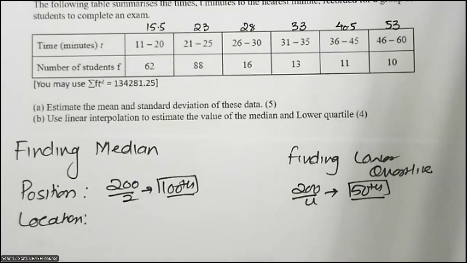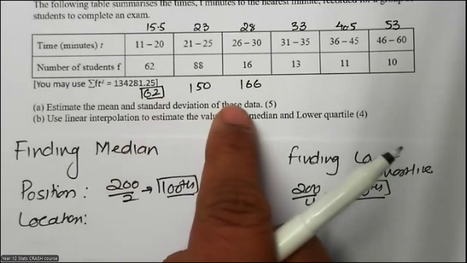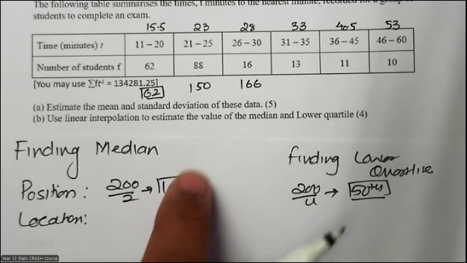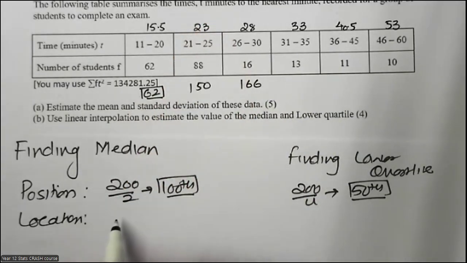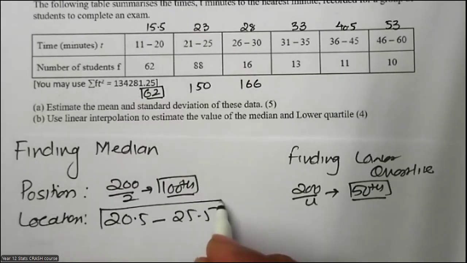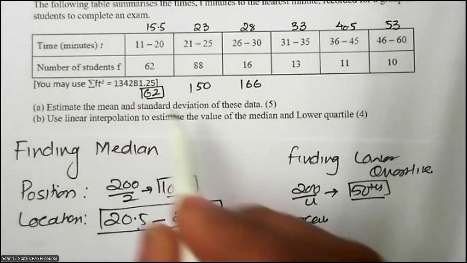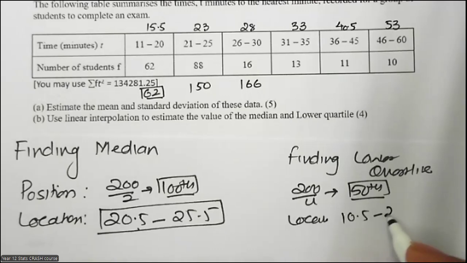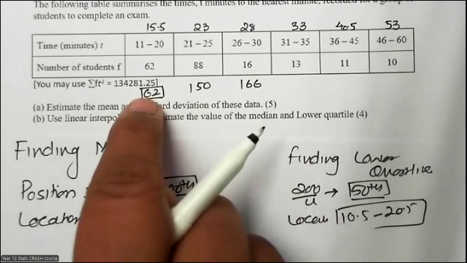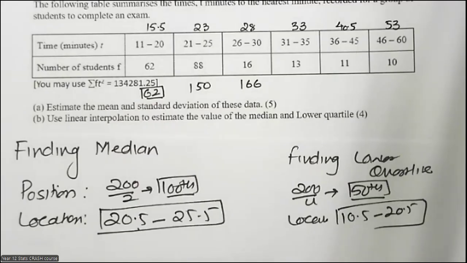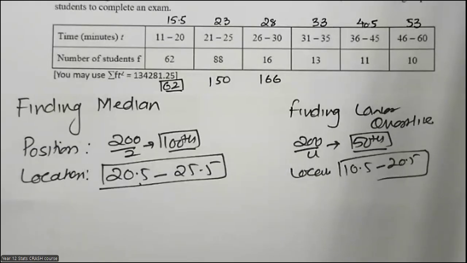We need to look for where the location is. That means which interval they both lie in. To find the location, I work out the cumulative frequency, and I'm looking for the 100th item, which is in the second interval. So the location is 20.5 to 25.5. That means the answer should be somewhere in between that. And over here, the location would be 10.5 to 20.5, because the 50th will be here. That's the location. Then we use either the line method, or the formula, or just basic calculation. We do both of them now for you. Okay. Look carefully.